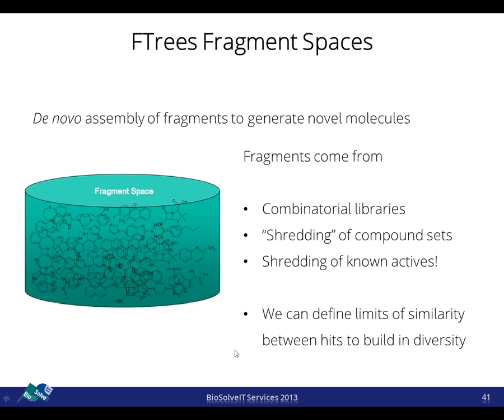Another element of the feature trees is that we can create what are known as fragment spaces, and this allows us to undertake the de novo assembly of fragments to generate novel molecules. And these fragments come from combinatorial libraries. We can take compound sets and shred them based on retrosynthetically valid rules, so that when it comes to the forward synthesis, those are realistic reactions. And we can also shred known actives, so you're going to enrich your fragment collection with fragments commonly found against your target.